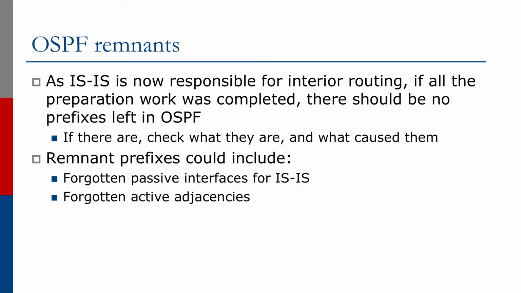Once the task is completed, ISIS should now be responsible for all the interior routing. And there should be no prefixes left in the global routing table caused by OSPF. If there are, check what they are and what caused them. The usual causes would be forgotten passive interfaces for ISIS and forgotten active adjacencies. So we now take the opportunity to look around the network on all the routers, looking for remnants in the global RIB that are caused by OSPF.